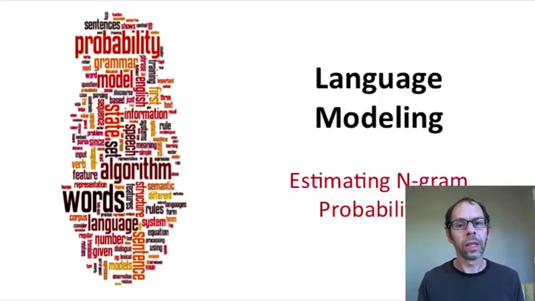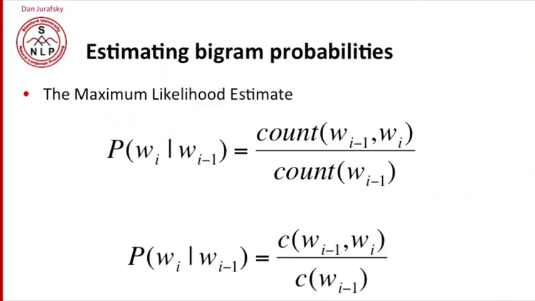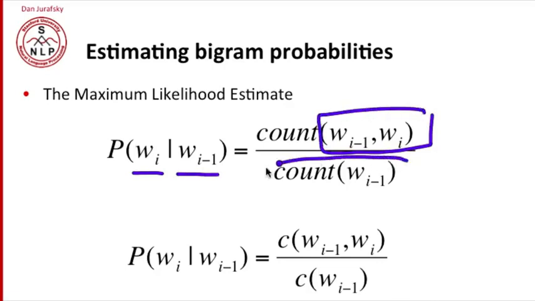How do we estimate these n-gram probabilities? Let's look at bigram probabilities. The maximum likelihood estimate for a bigram probability, the probability of a word i given the previous word i minus 1, we just estimate by counting. We count how many times did word i minus 1 and i occur together, and divide it by how many times word i minus 1 occurs.